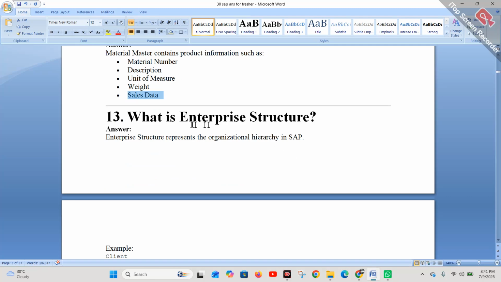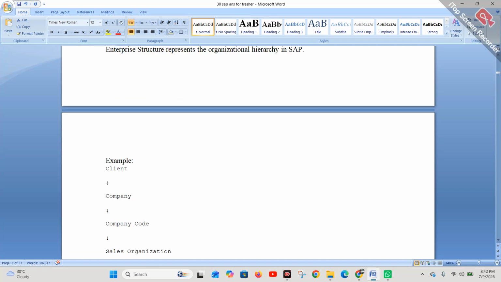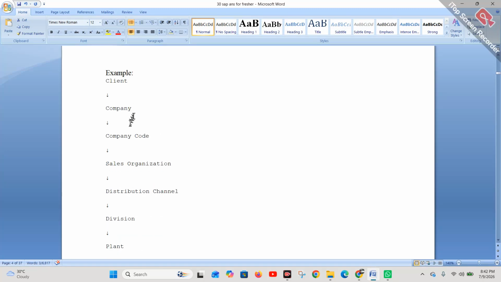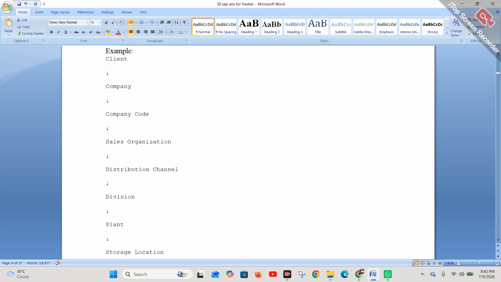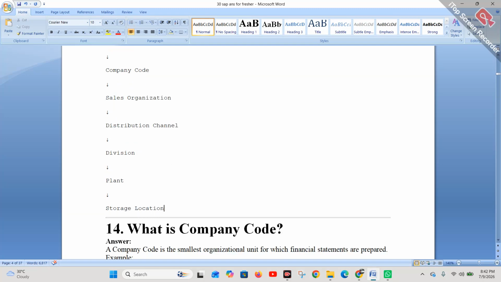Next, what is the enterprise structure? Enterprise structure represents the organizational hierarchy in the SAP. Enterprise structure defines how the organization hierarchy is. Like here, the tree diagram is shown. Client, company, company code. Then from the SD point of view, sales organization, distribution channel, division. From the logistics point of view, plant, storage location and shipping point.